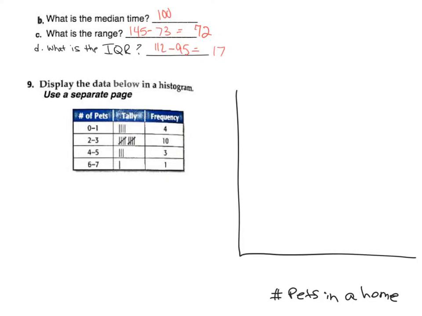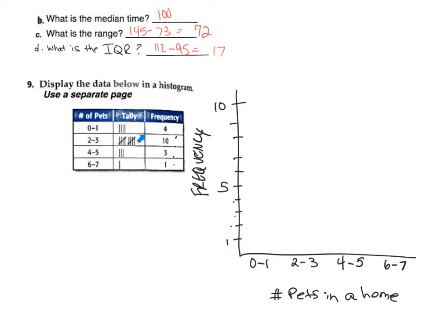The frequency tells me how many of the groups there were. So people had between 0 and 1 pet. 4 families had between 0 and 1. So my intervals are going to go down at the bottom: 0 to 1, 2 to 3, 4 to 5, 6 to 7. The frequency is what goes on the y-axis. And if I look at these, I have between 1 and 10. So we're going to count by ones: 1, 2, 3, 4, 5, 6, 7, 8, 9, 10 was the highest.